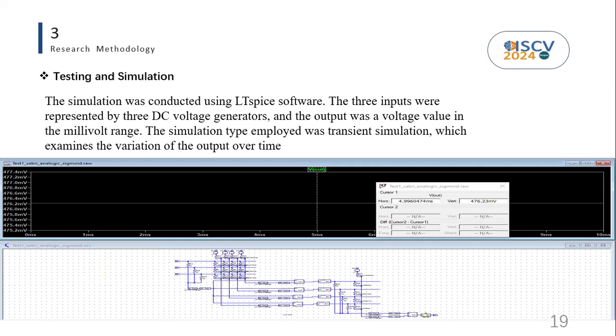The simulation was conducted using LTSpice software. The three inputs were represented by three DC voltage generators, and the output was a voltage value in the millivolt range. The simulation type employed was transient simulation, which examines the variation of the output over time.